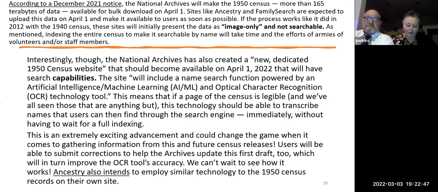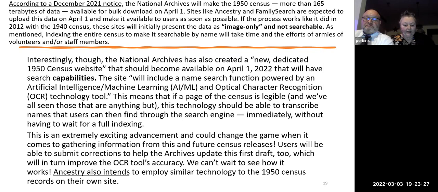But in December 2021, the National Archives put out this notice that yes, it's going to be image only, so you'll see the actual pages, but there's nothing to put a name in to search on. When they did the 1940 census, if you remember, they thought it was going to take 6 months for the indexers to do that name search, and it actually was, what, 4.5 months. So that was impressive. So that is how it should be, except down in the lower section, the new census from the National Archives will have search capabilities.